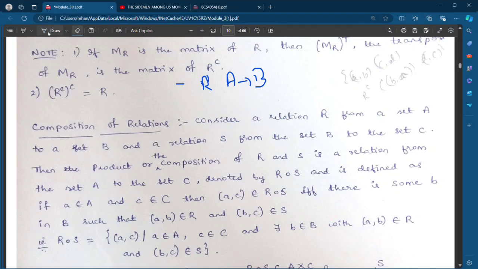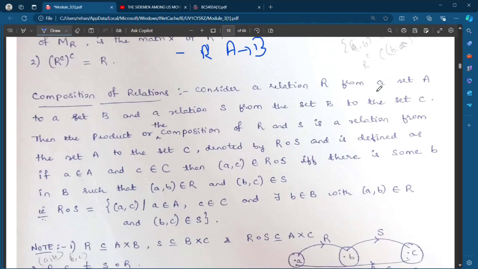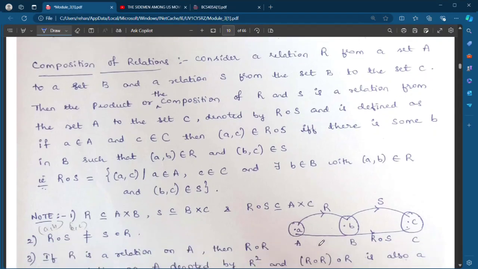Then composition of a relation. Consider a relation R from a set A to a set B, and a relation S from the set B to the set C. So three sets are there. A to B one relation is R, B to C one relation is S. And then the product or the composition of R and S is the relation from A to C. So I have from A to B, then I have from B to C is S. Then I can say that from A to C I have a relation that is nothing but composition.